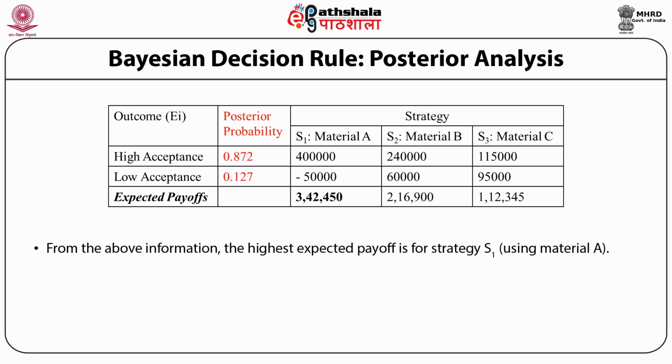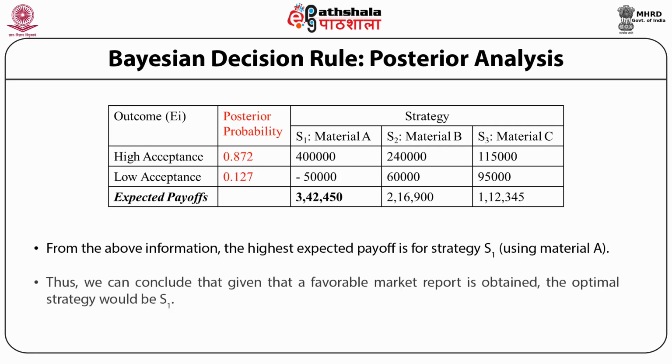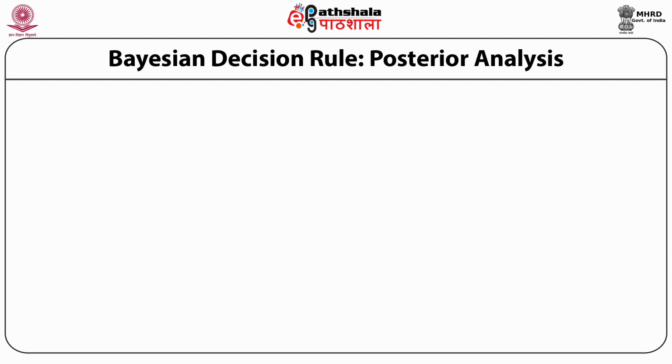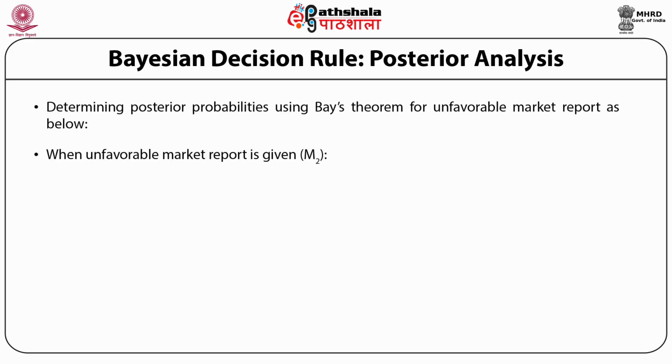So from the above information, we can see the highest expected payoff is for strategy S1, or I can say he is advised to use the material A, and thus we can conclude that given that a favorable market report is obtained, the optimal strategy would be S1, and the corresponding expected payoffs would be rupees 3,42,450.